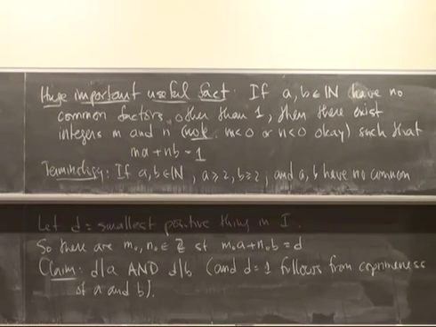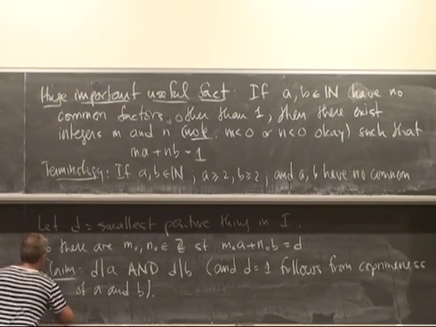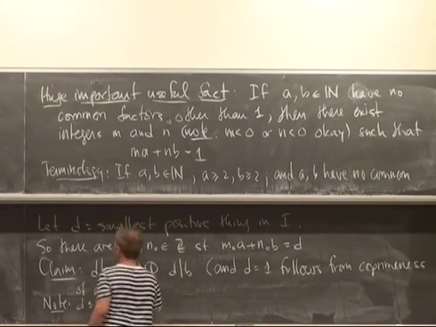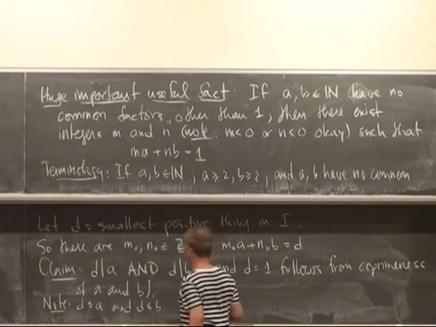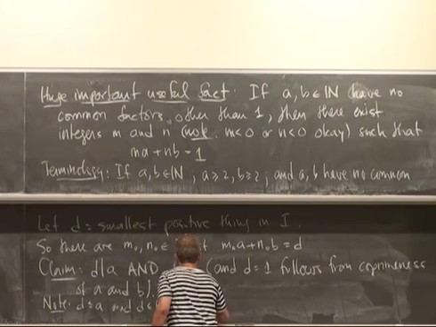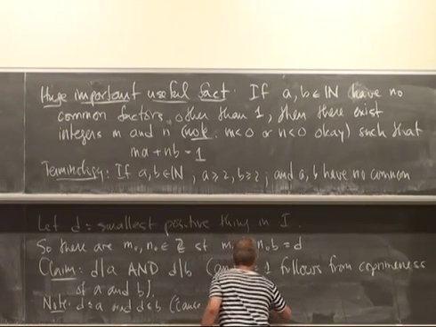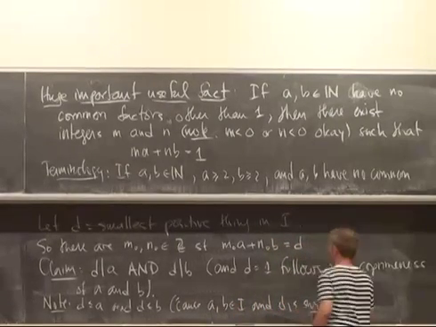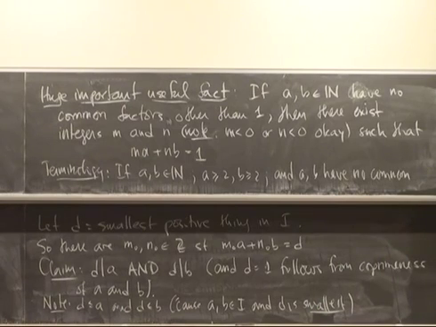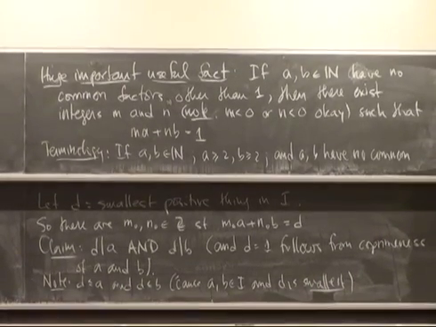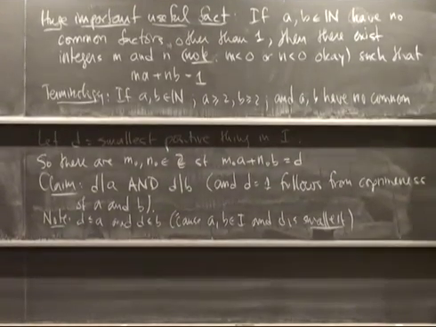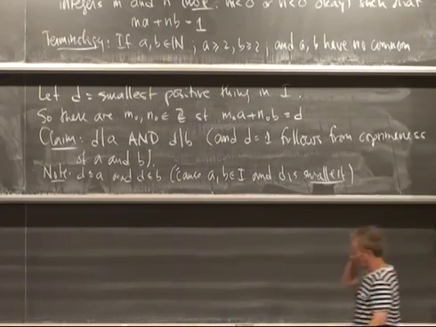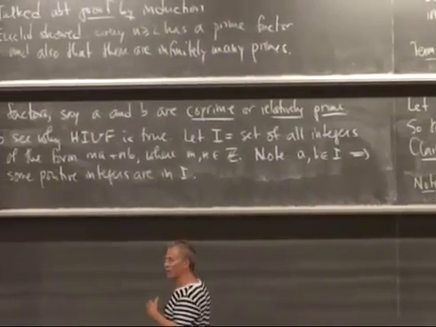Suppose, for example, D does not divide A. Note, we need to have D less than or equal to A and D less than or equal to B because D is the smallest guy in I and A and B are both in I. So, since D is less than or equal to A, what can we do? We can divide D into A, and maybe or maybe not get a remainder.